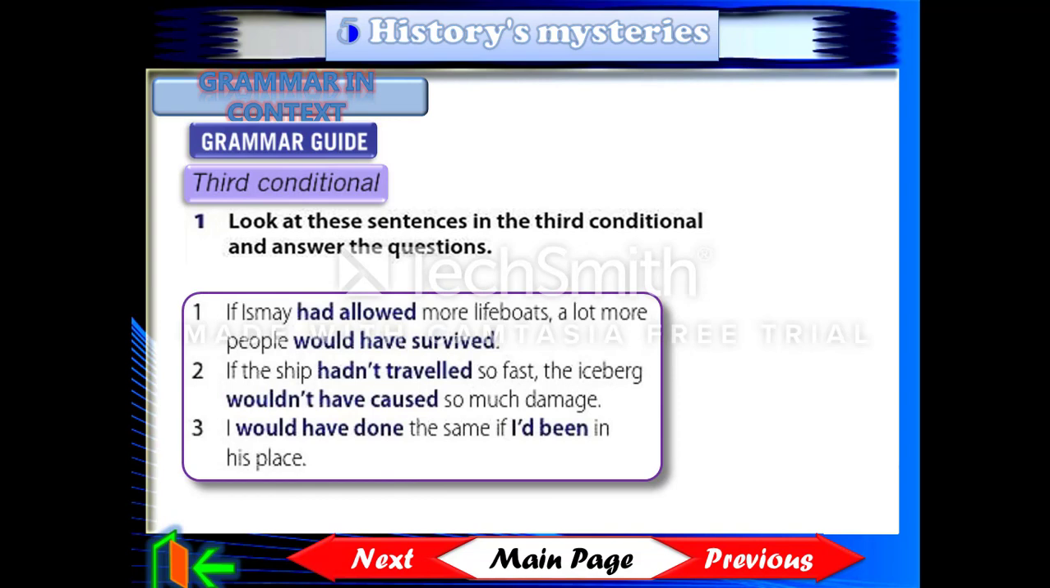Look at these sentences in the third conditional and answer the questions. If Ismay had allowed more lifeboats, a lot more people would have survived. If the ship hadn't traveled so fast, the iceberg wouldn't have caused so much damage. I would have done the same if I had been in his place.